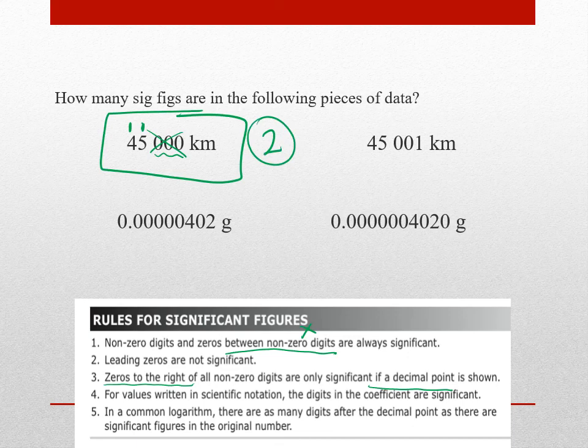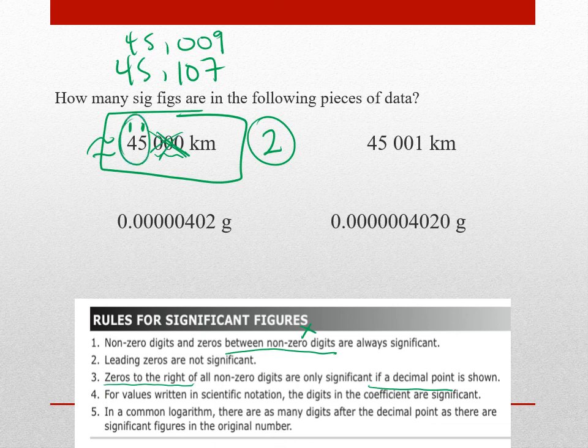Basically, we're saying there's about 45,000 kilometers. There could be 45,107. There could be 45,009. There's about 45,000, but maybe not exactly. So those zeros don't count. These guys are the only 2 significant digits.